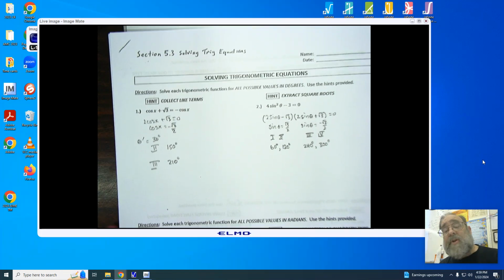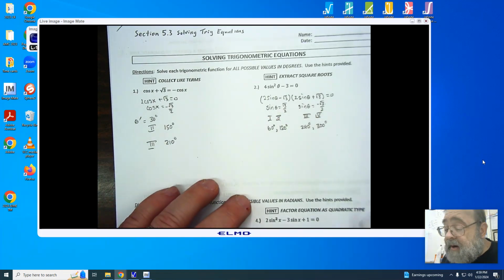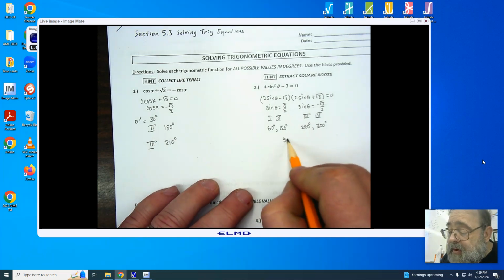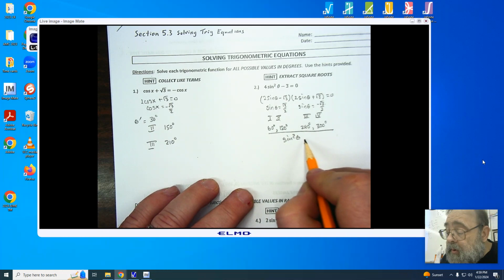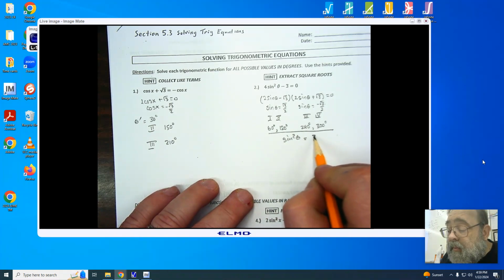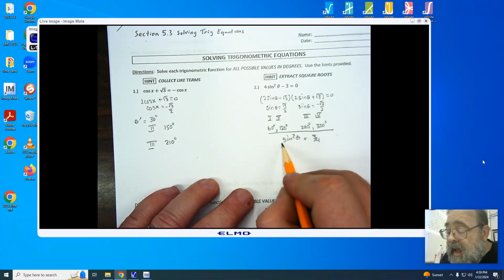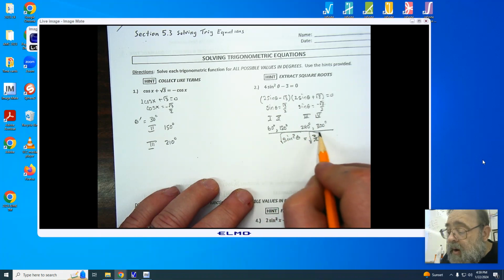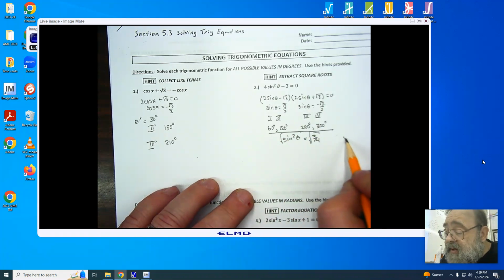Now, the other way of doing this is by not factoring it, and that's by basically solving sine squared of theta is equal to 3 over 4. And now I'm forced to take the square root on both sides. Notice this is giving me the square root of something squared, which by definition is an absolute value.